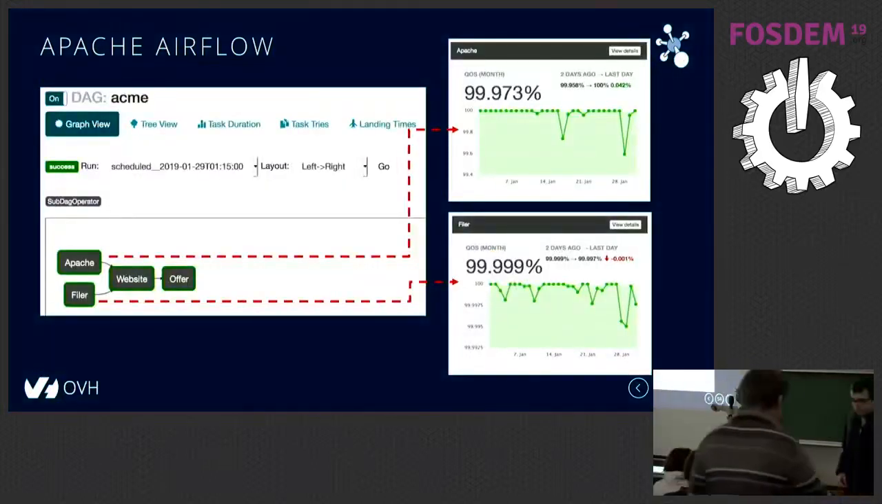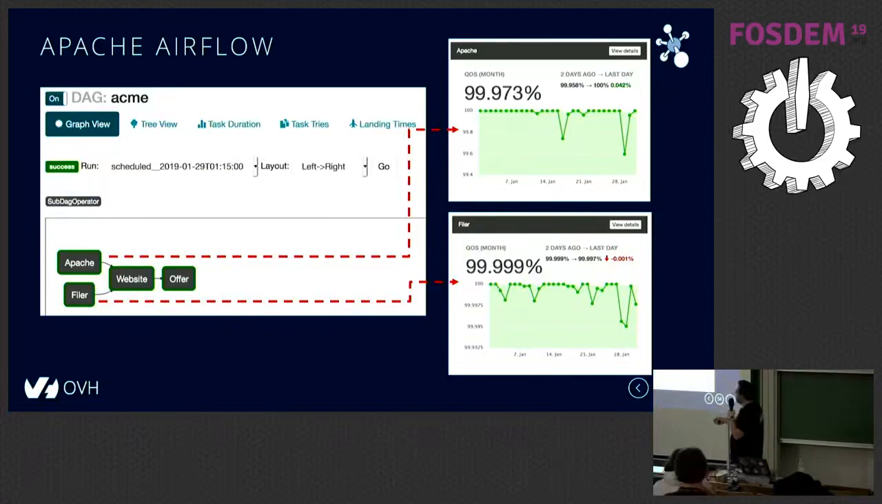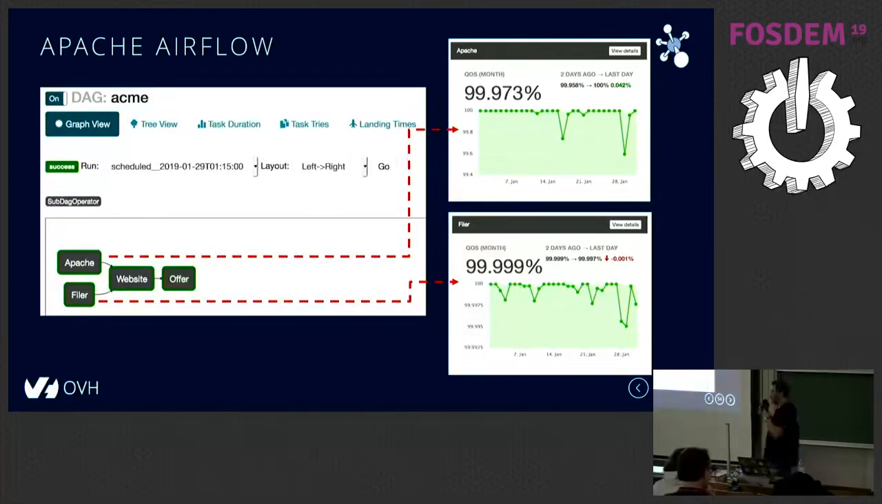You can see over there, it's the Airflow interface. And here we see our DAG using 4 tasks: Apache, Filer, website, and offer. And the DAG is launched every night for every team. Here it's just for the Hack.Me team. But we have the web hosting team, we have the storage team, etc. in OVH. And each team has its own DAG. And here it's the result of the DEPC interface displaying the QoS, the evolution of the QoS of the filer, of the Apache, etc.